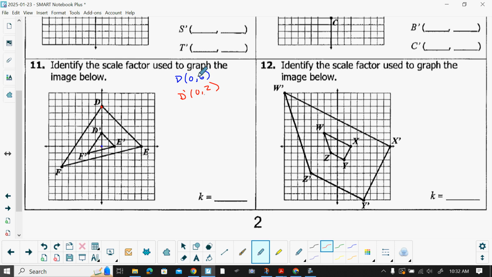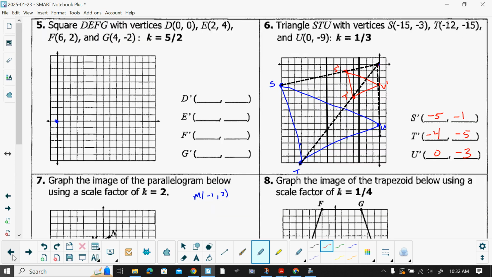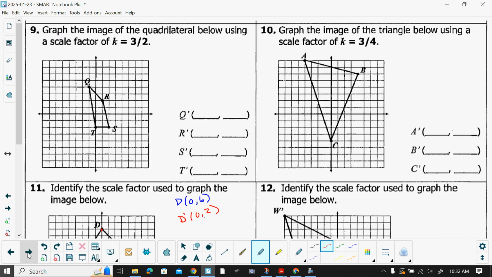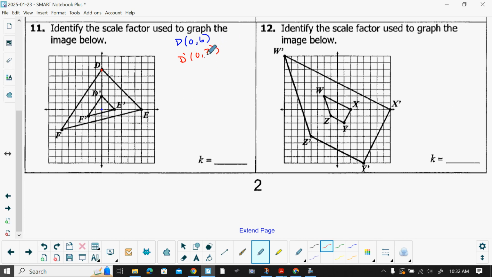What would you multiply the 6 by? 6 times something equals 2. Okay? 6 times something equals 2. Well, if you think back to what we've done previously, there was actually one that looked just like this. Times a third. Think about what would happen if I did that, times a third. 6 times 1/3 is 2. So I think my scale factor is going to be a third.